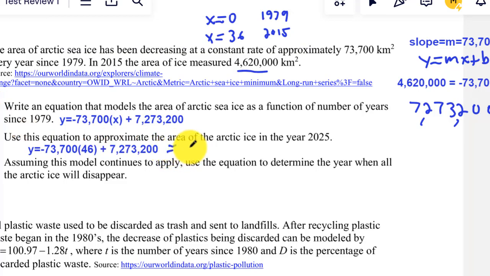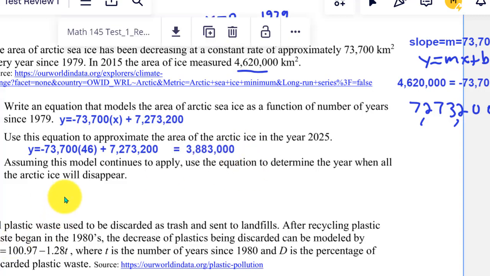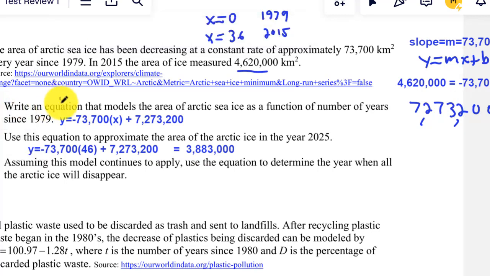So when we're all said and done, that's my final answer for that. So here's my answer typed out a little bit nicer. Now it says, using the model in letter A, how long will it take for the ice to disappear? So that means the value for y would be 0, and you'd have to solve this equation.